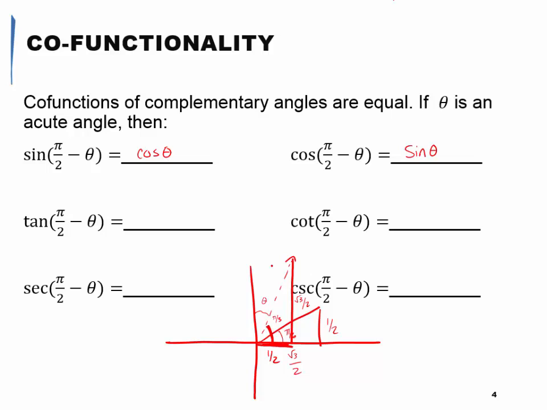If I look at tangent, tangent flips and turns into cotangent. Cotangent turns into tangent. Secant. Now, secant's a little funny. You do the same thing over here. It actually turns into cosecant.